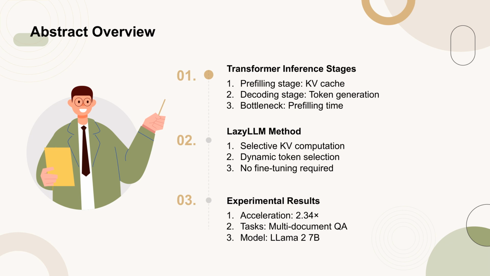To address this, the authors introduced LazyLLM, a method that selectively computes the KV cache for tokens important for the next token prediction. Unlike static pruning methods, LazyLLM allows for dynamic selection of different token subsets at each generation step. Experimental results show that LazyLLM can accelerate the prefilling stage of the Llama 2 7B model by 2.34 times in multi-document question-answering tasks without requiring fine-tuning, while maintaining accuracy.